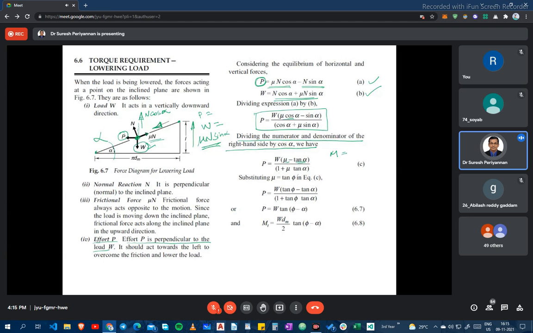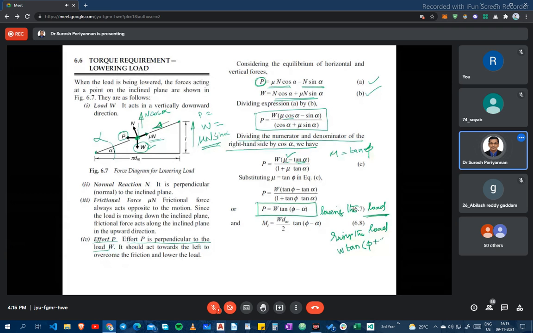Mu is equal to tan phi, where phi is the friction angle. Introducing tan phi instead of mu, finally we get P equal to W tan (alpha minus phi). This is for lowering the load. Now, what about raising the load? Very simple, you only have to keep the sign in mind. It should be a plus sign: W tan (phi plus alpha). This is for raising the load, and the other is for lowering the load.